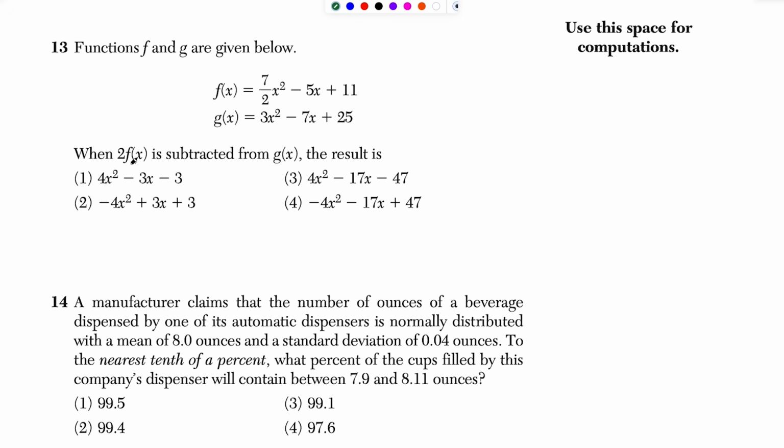Question 13, functions f and g are given below. And then we have, when 2 f of x is subtracted from g of x, the result is, and we have these 4 options to choose from. So we just have to make sure we set this up very carefully. Let's just color code here. We'll say f of x is in purple, and we'll put g of x in pink.